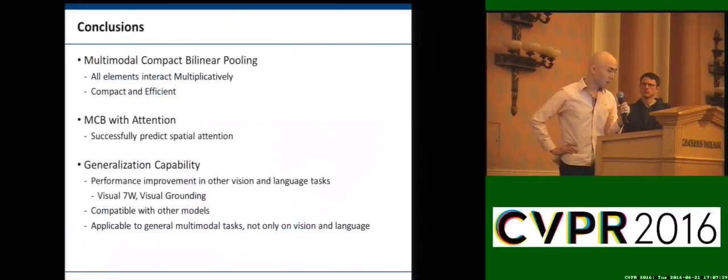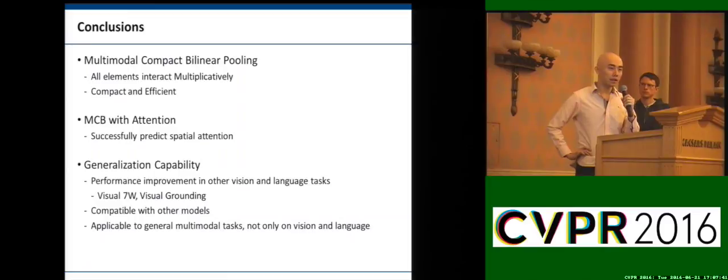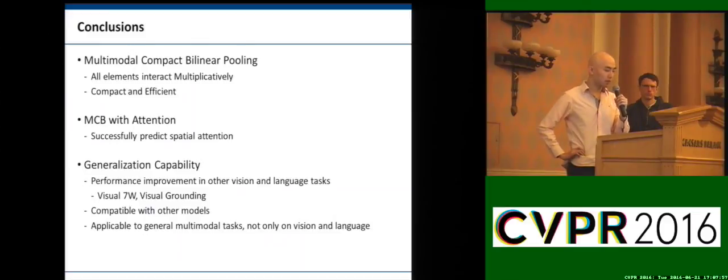So we have three takeaways from this challenge. The first is that we looked at the interaction of two modalities with the compact bilinear representation. We found that MCB is a powerful method to combine visual and language representations. And second, we succeeded in predicting spatial attention with MCB. In fact, using MCB to generate attention gave us the largest jump throughout our work.